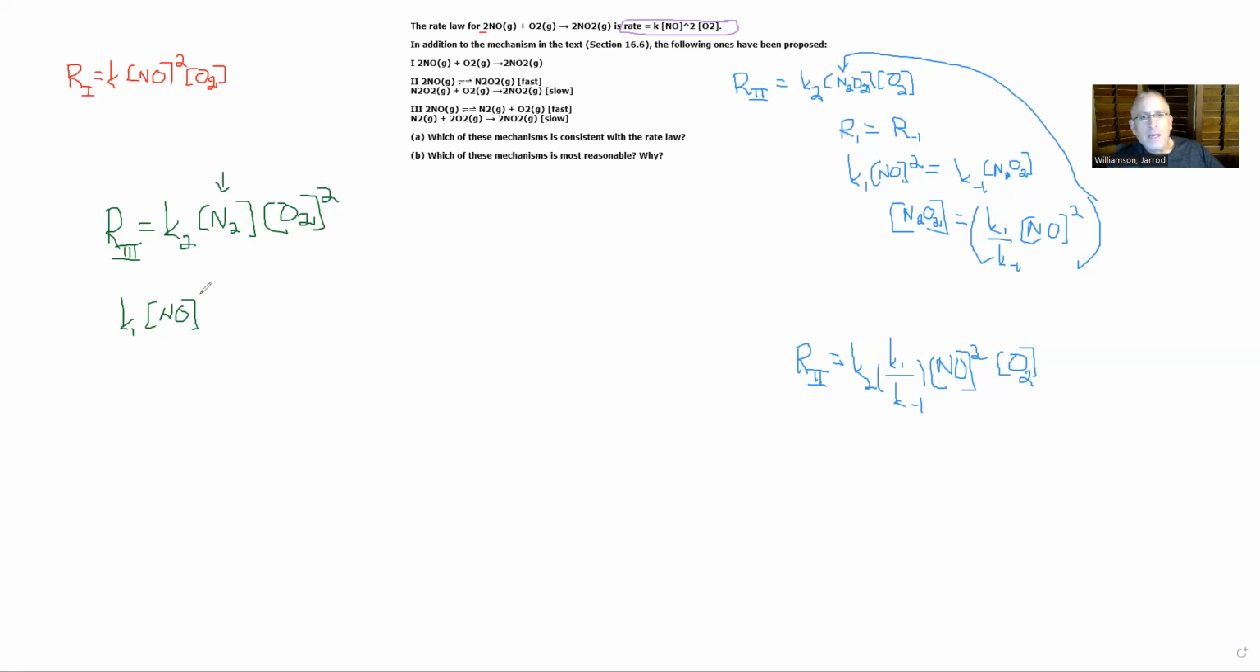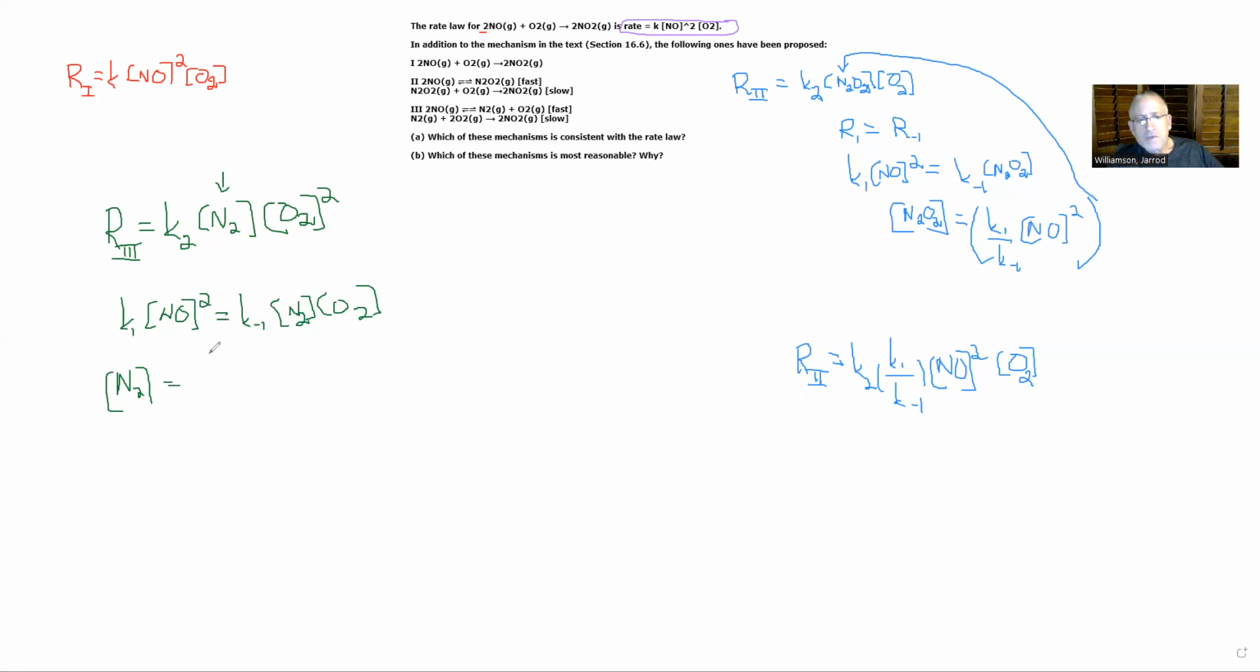And that's going to be squared is equal to K backwards 1 N2 O2. We're going to solve for N2, so we can substitute that out. So we're going to end up with N2 concentration.